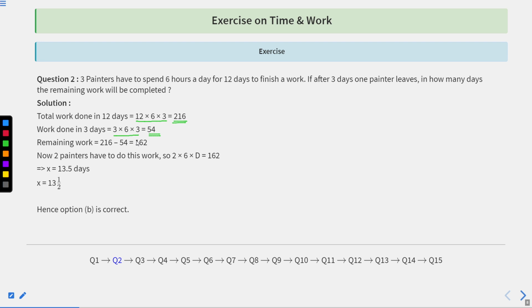So how much work is left? That means 216 minus 54, that is 162 units of work is still remaining. Now one of them left after 3 days. Now 2 painters have to do this work. So 2 times 6 times D is equal to 162. That means D is equal to 13.5 days. That means 13 and a half. So the correct option here will be option B.